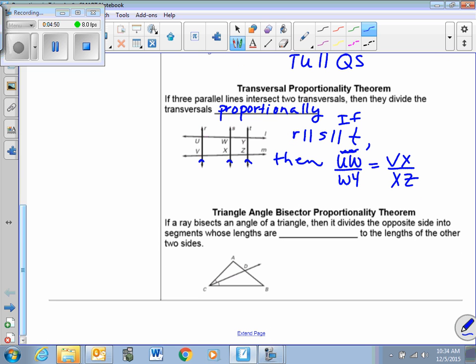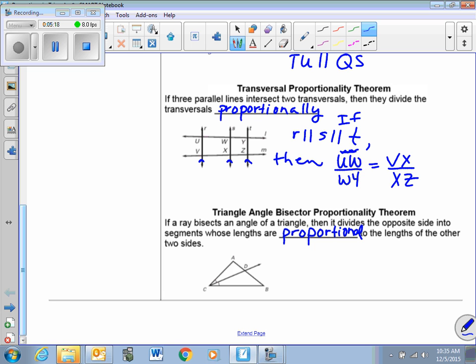Alright, last theorem for the day, and then we're going to do some example problems to see how we can use these. The triangle angle bisector proportionality theorem. If a ray bisects an angle of a triangle, then it divides the opposite side into segments whose lengths are proportional. I told you this lesson was about proportionality. Proportional to the lengths of the other two sides.